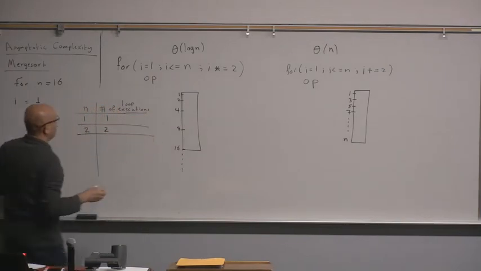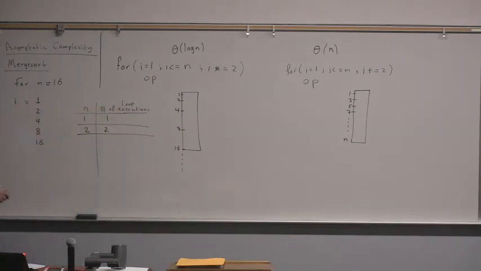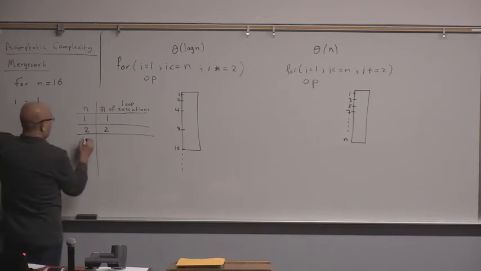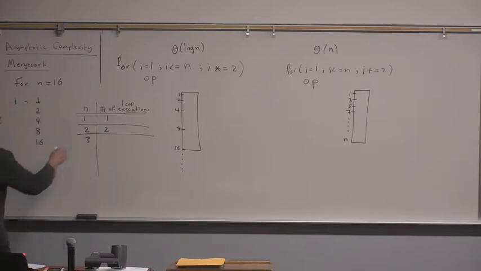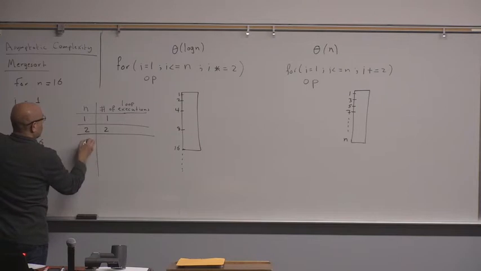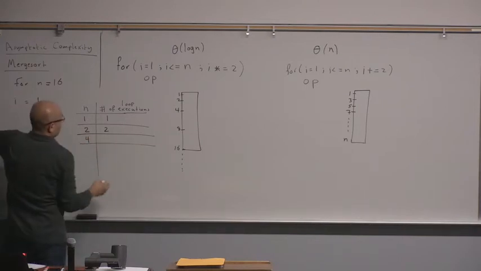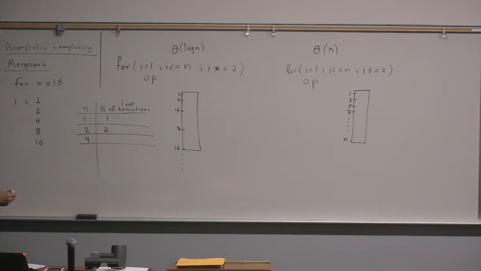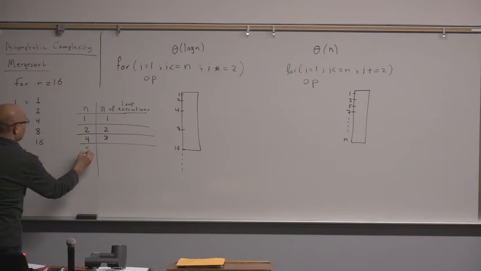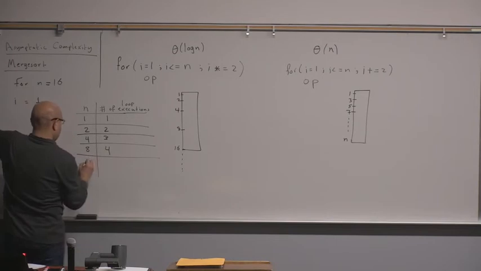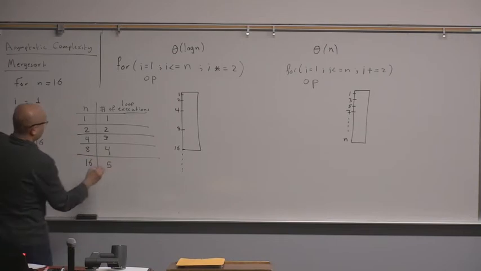Now let's look only at values of n that are powers of 2. Then we'll talk about what will happen if n is not a power of 2. But for powers of 2, if n is 4, then how many times will the loop get executed? 3 times. And if n is 8, then this is going to be 4. And if n is 16, this is going to be 5.